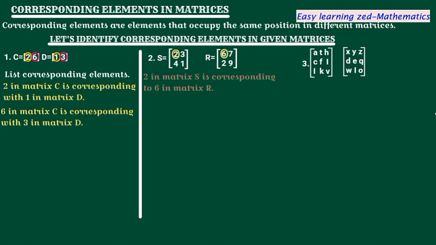We can also say 3 is corresponding to 7. 3 in matrix S is corresponding to 7 in matrix R. So we can say 3 in matrix S is corresponding to 7 in matrix R. Okay, I'm pretty sure now you have understood the concept, the idea, how you can identify corresponding elements.